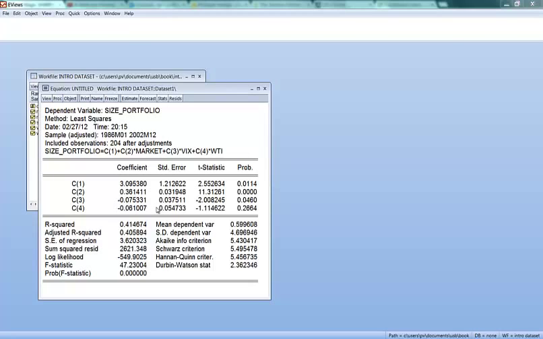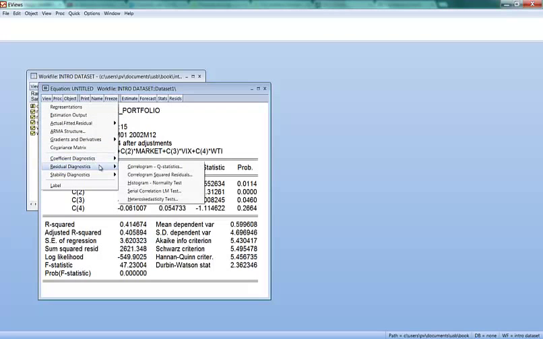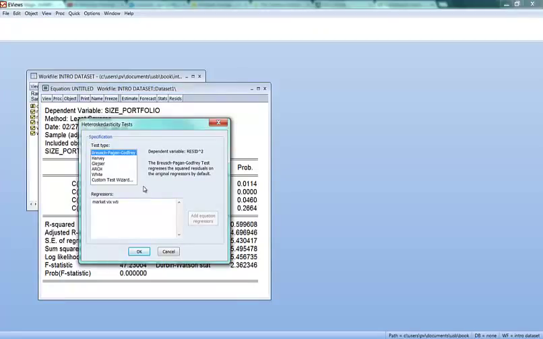So how do we detect this problem? Well, we go to View, Residual Diagnostics, and then heteroskedasticity tests. Depending on your eViews version, you will see a myriad of options. The test of choice for this book is the White test.